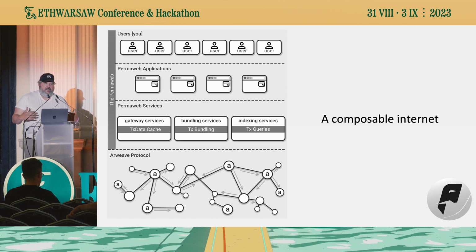So the Permaweb is a composable internet, and I like to think of it as taking really strong concepts from the current internet and strong concepts from crypto, and combining those together to create this new kind of internet where developers can build permanent applications that are fully decentralized and will be around for 200 years and beyond, right? And this diagram gives you a look at the model.